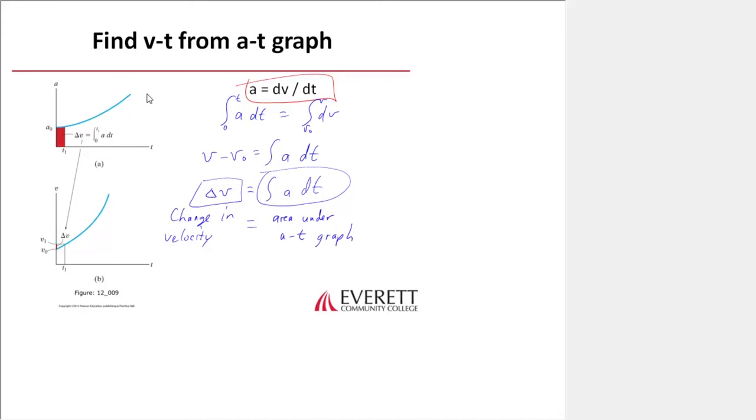We can do the same exact thing for position using our initial v equals ds dt. v dt equals ds, integrate. We end up with s minus s naught is equal to the integral of v dt. Or change in position is equal to the integral of v dt.